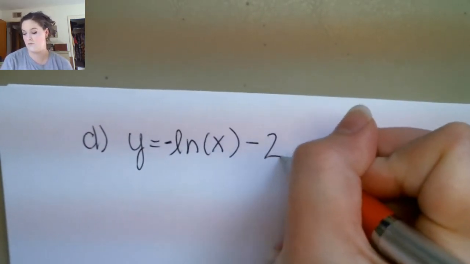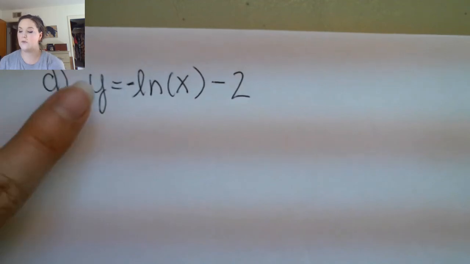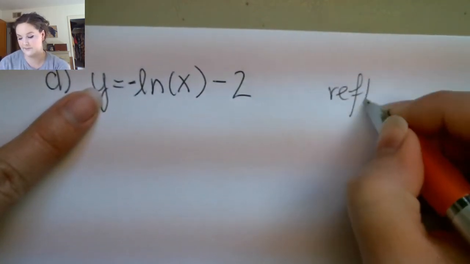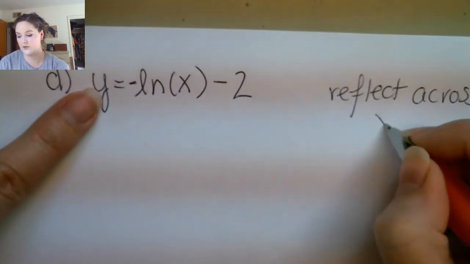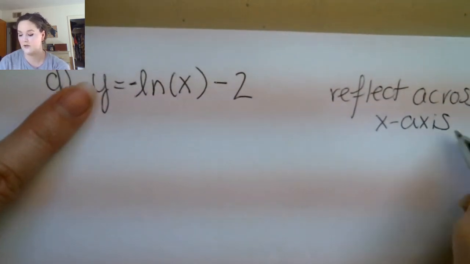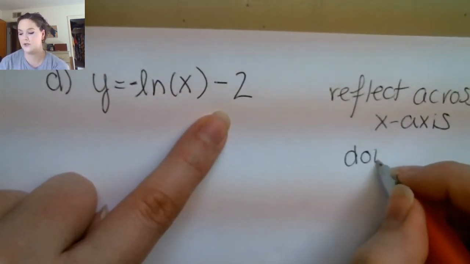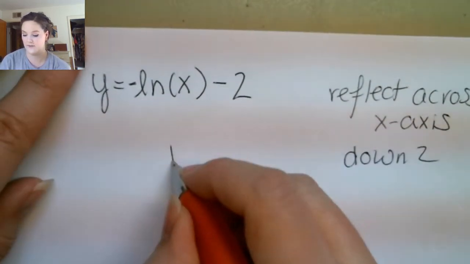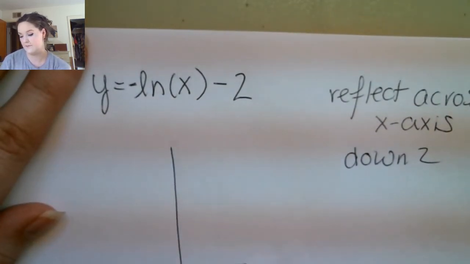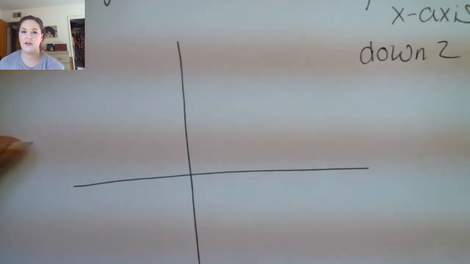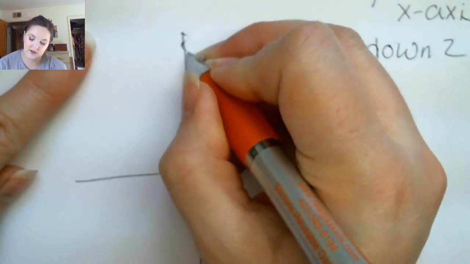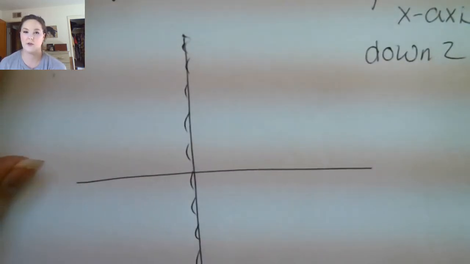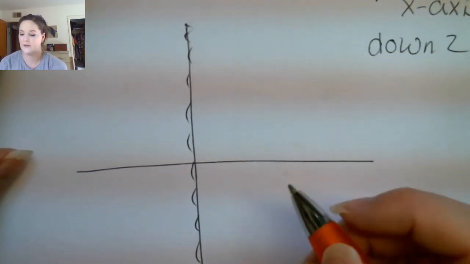So this minus is going to reflect. It's going to reflect across the x-axis, and then the -2 is going to move it down 2. Now, if we're reflecting, that's not going to move the vertical asymptote at all, and neither is moving it down. So our asymptote is still here on the axis.